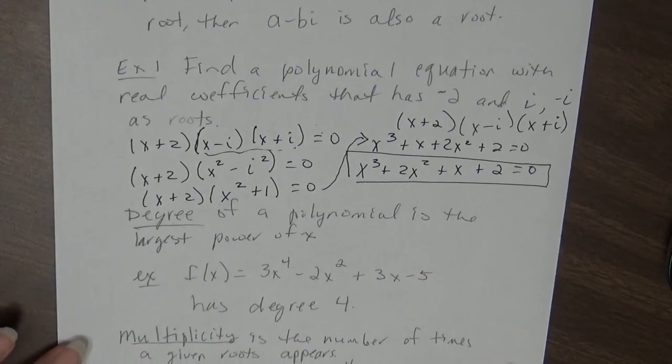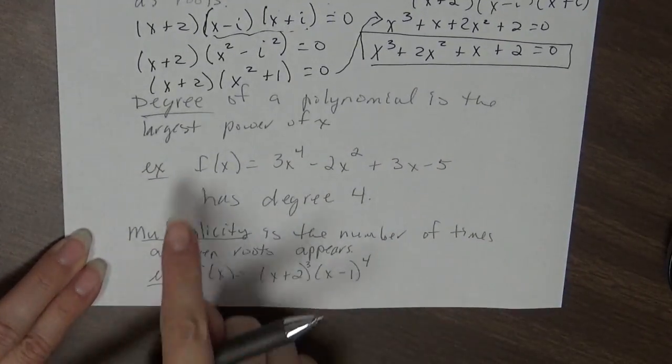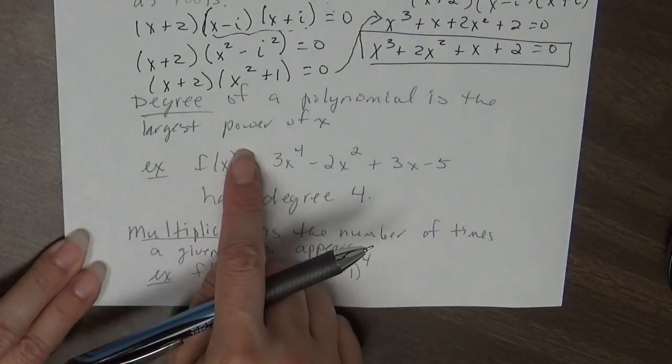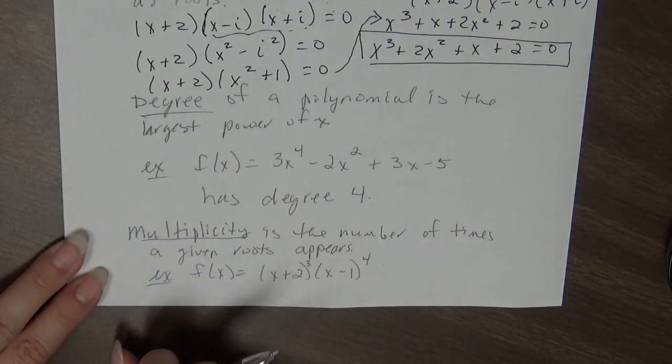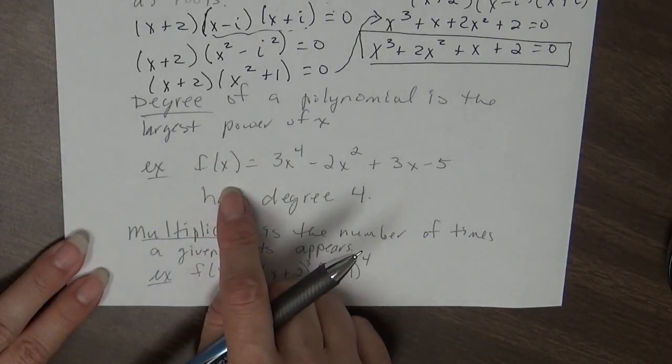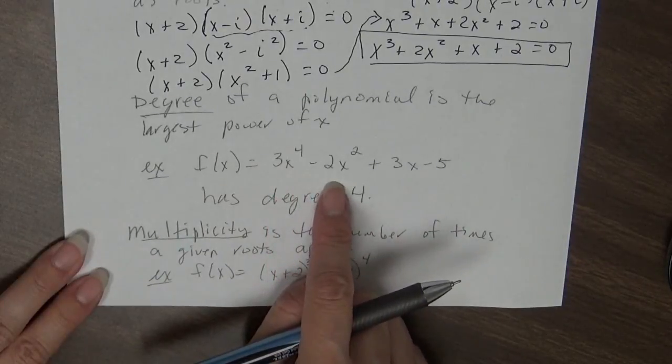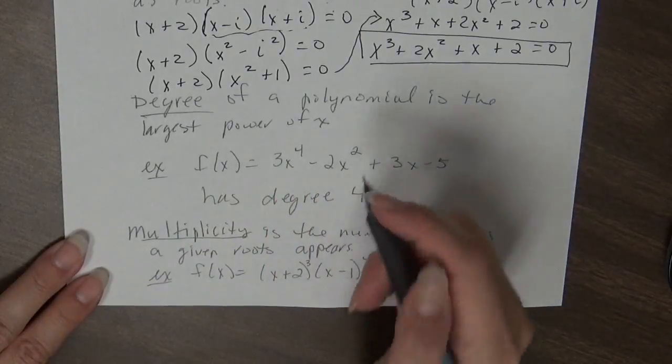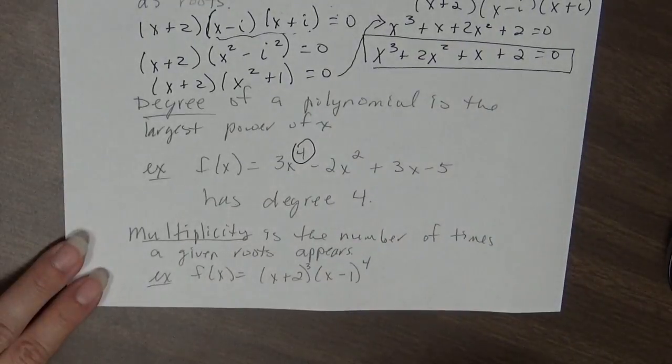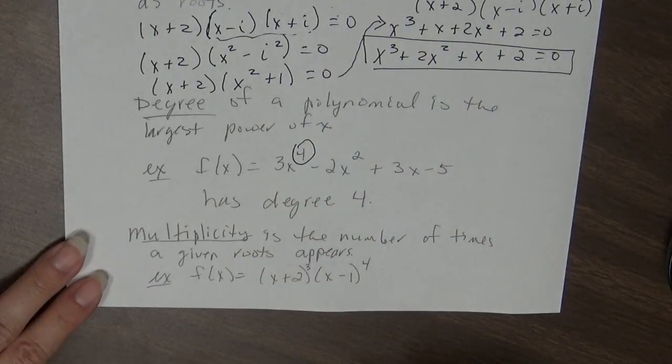And just a little bit more. The degree of a polynomial is the largest power of x. So in this one, we've got f of x equal 3x to the fourth minus 2x squared plus 3x minus 5. The largest exponent is your degree. So that's easy.